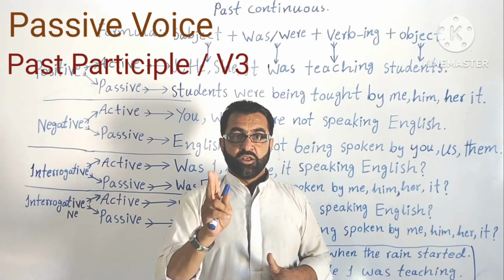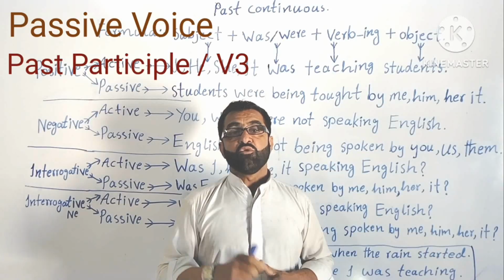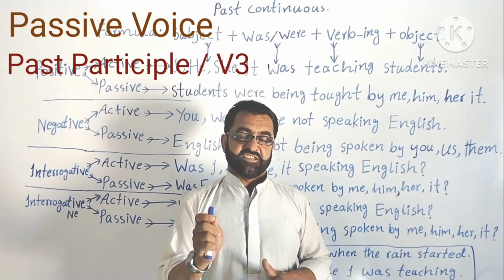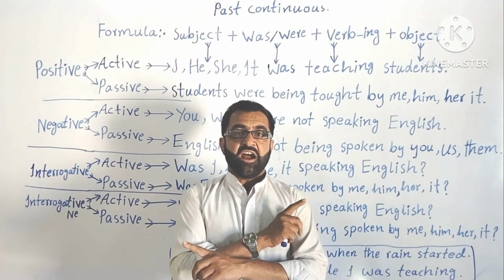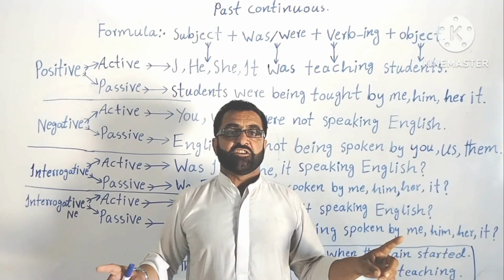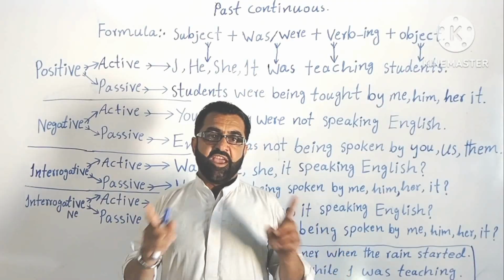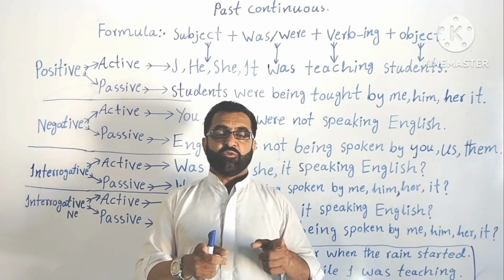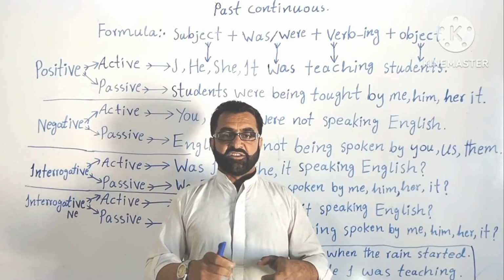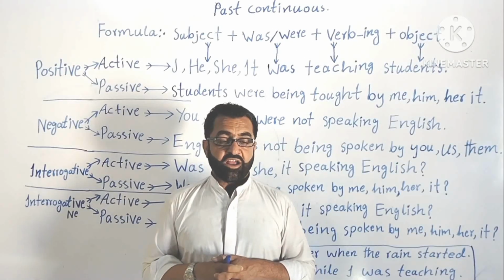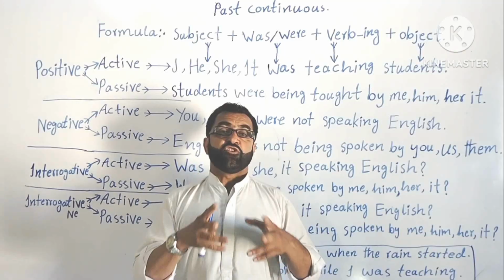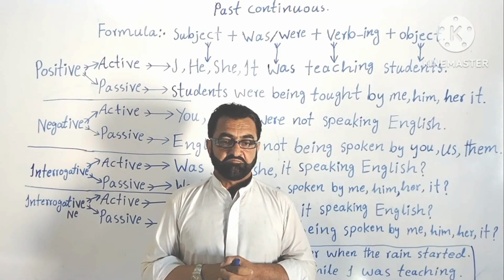V3, the third form of the verb, you can only use in passive voice sentences. You cannot use any other form of the verb except the third form of the verb, the past participle. Understood? Now here I would like to tell you the difference between active voice and passive voice.